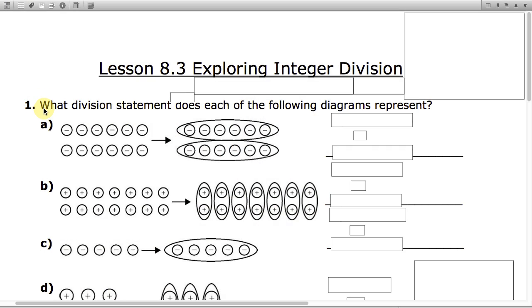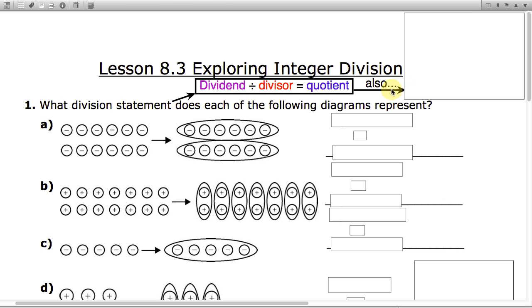So first off, it says, what division statement does each of the following diagrams represent? And so when we're talking about a division statement, here's what we mean. We're talking about the dividend divided by the divisor equal to the quotient. Now I've color-coded these and you'll see how this works out as we do our examples, so pay attention to the colors.